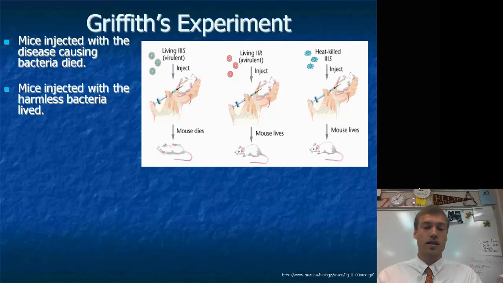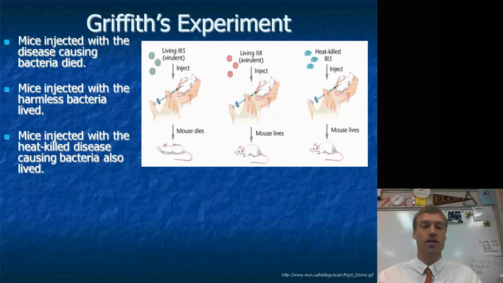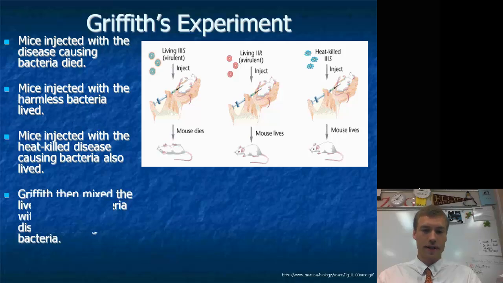He injected some mice with the harmless bacteria. Those mice lived, again as we would expect. So that would be another type of control. And then he heat-killed some of the bacteria. Basically, he heated them up to kill them, and the mice lived. All right, so that makes sense, right? The bacteria are dead, so now they can't actually do their thing.